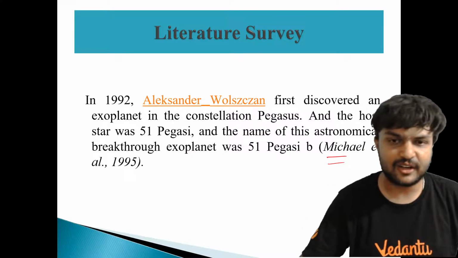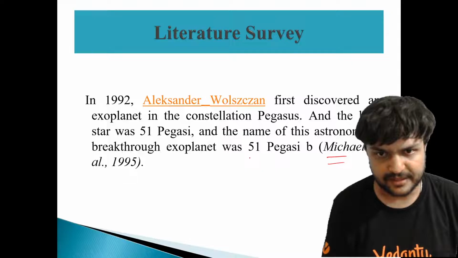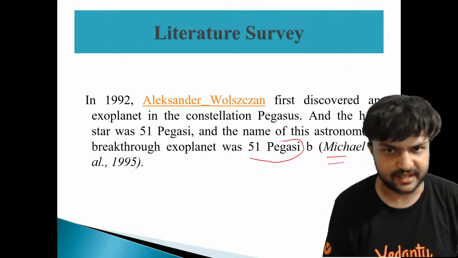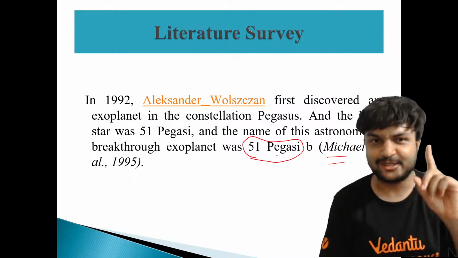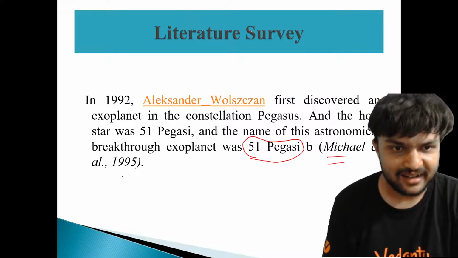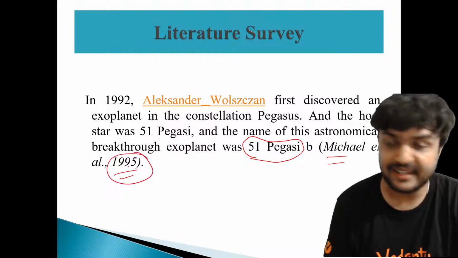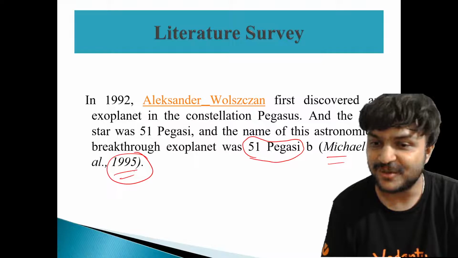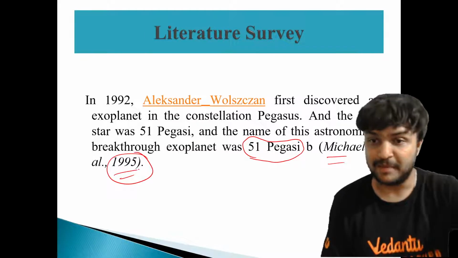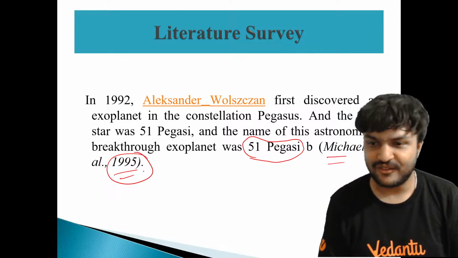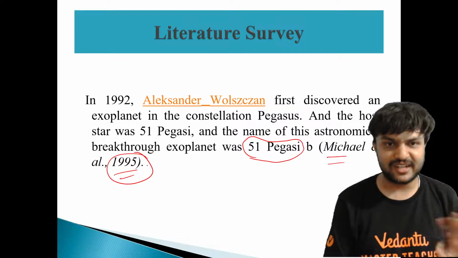There was a star called 51 Pegasi. This is the first exoplanet that was detected. This is the very first exoplanet that was detected, and this work was published in 1995, guys. This work was published in 1995, not so late, not many years ago, after 5 years of my birth. So that's a very small number.